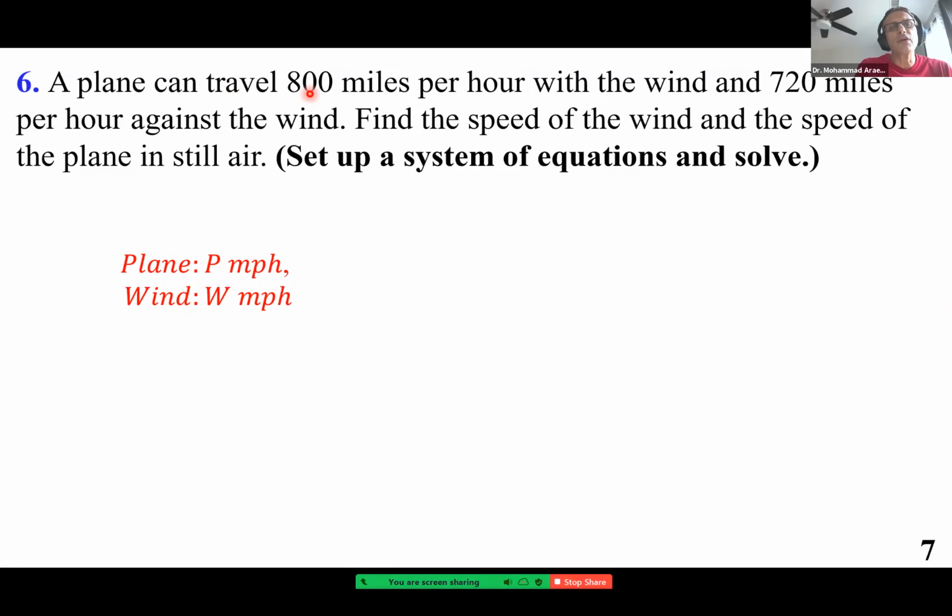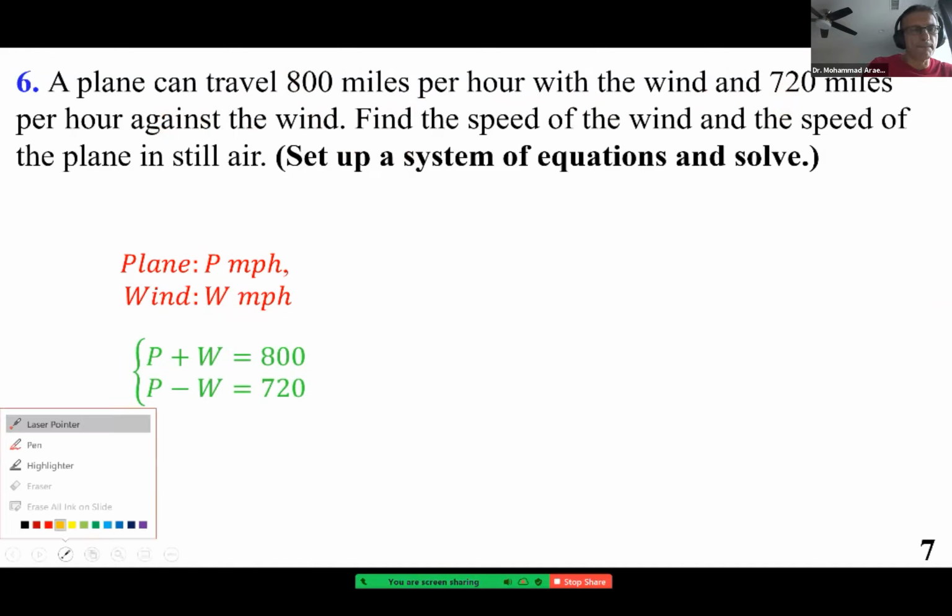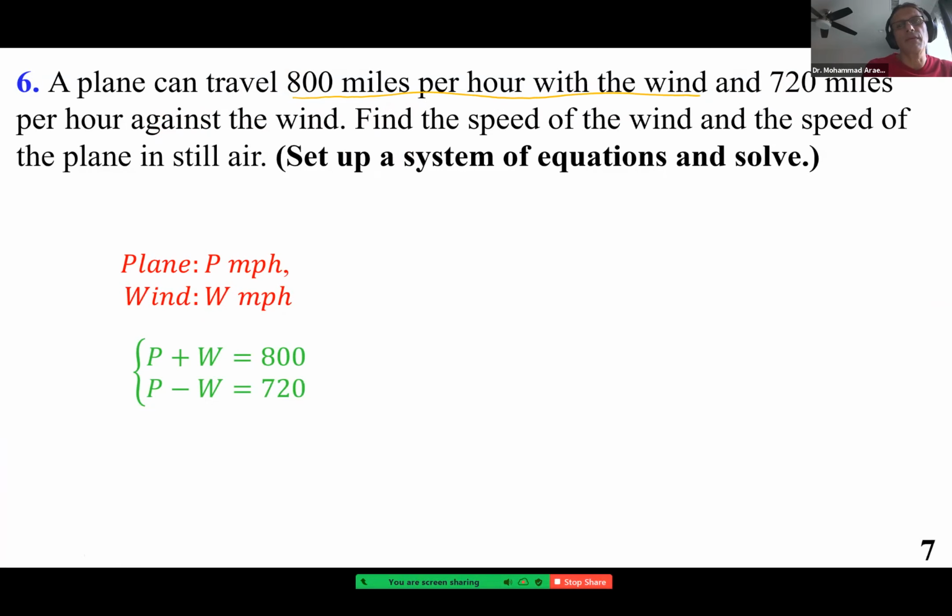So a plane can travel 800 miles per hour with the wind. So that means P plus W equals 800. And against it, that means P minus W equals 720. Okay, those are the two equations.